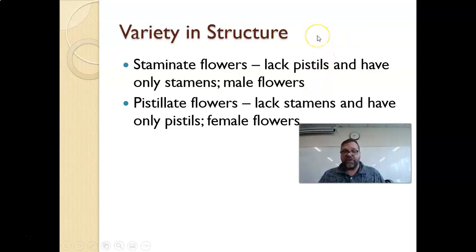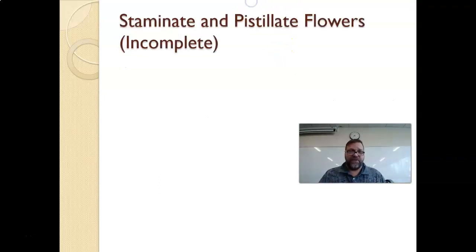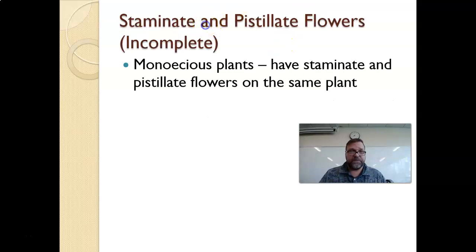A pistillate flower lacks stamens, so it does not have the male parts. Again, if you have both male and female parts, you're a complete flower. If you're staminate, you only have a stamen. If you're pistillate, you only have a pistil. These would be female flowers, pistillates, female flowers. They have the female structures only.